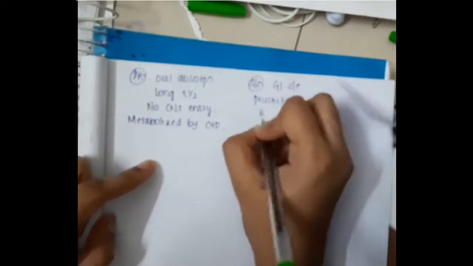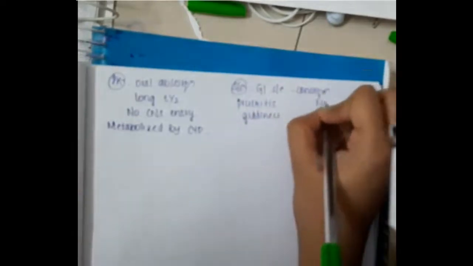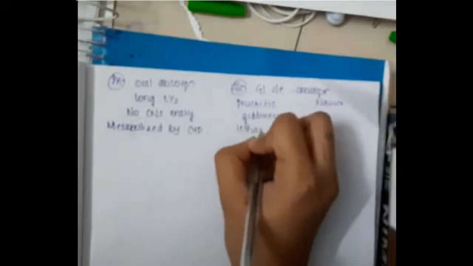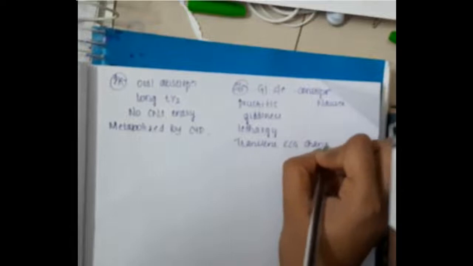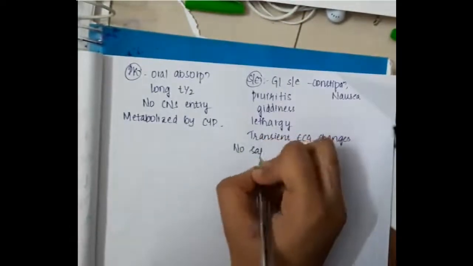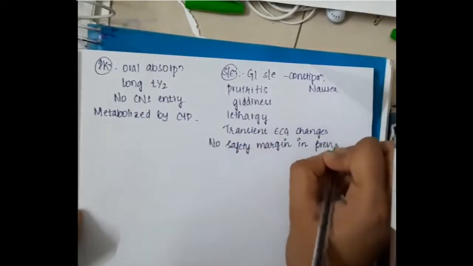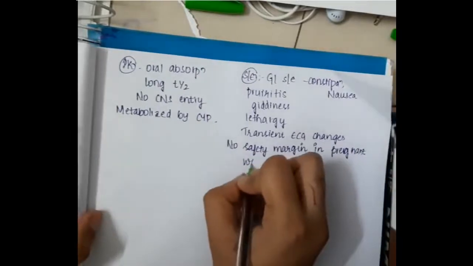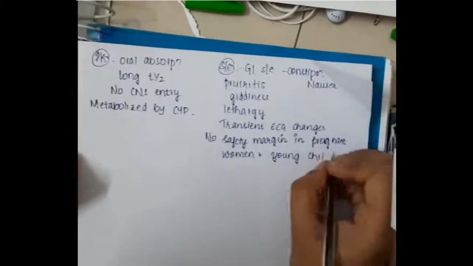It causes pruritus, giddiness. The GI side effects can be constipation, nausea. It also causes lethargy. It causes transient ECG changes also. This drug has no safety margin in pregnant women and in young children.